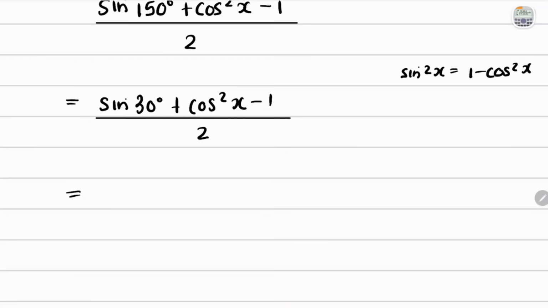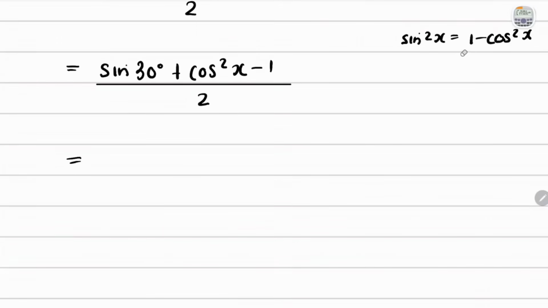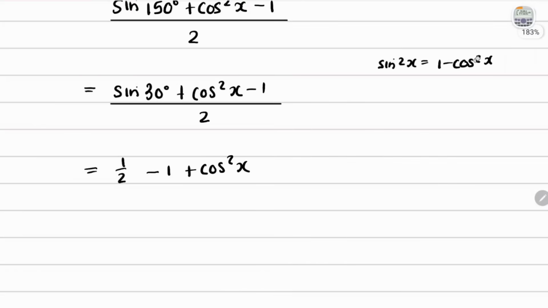So what we can do is put it in this format, right? By putting the 1 first, but the 1 is negative. So we still have sine 30, which simplifies to a half because it's a special angle. Then instead of putting the cos squared, I'll put the minus 1 first, then say plus cos squared x. Now they're in the same order. The 1 is first and then the cos is second. So over 2.